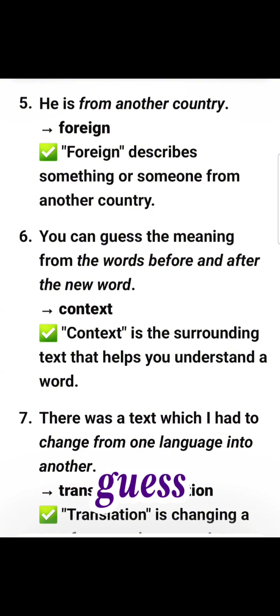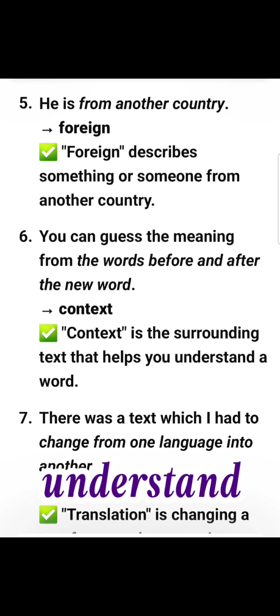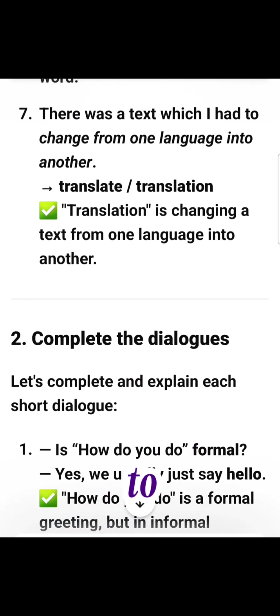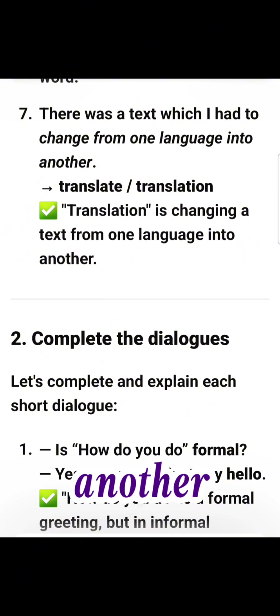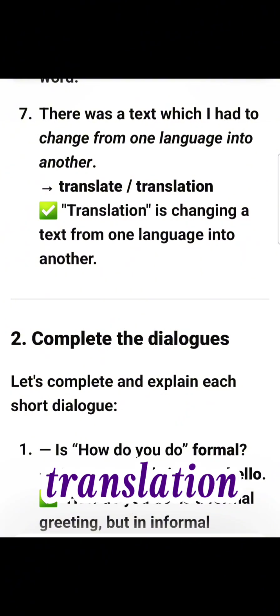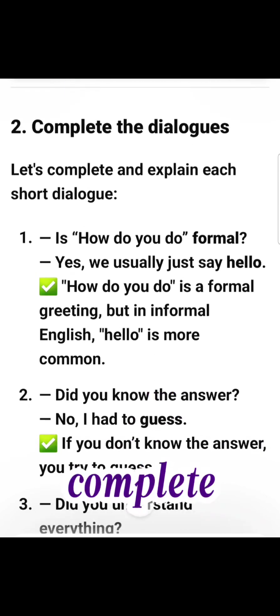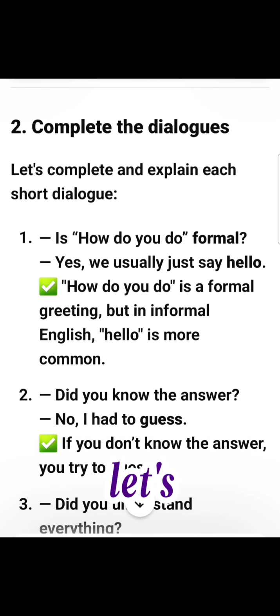6. You can guess the meaning from the words before and after the new word. Context is the surrounding text that helps you understand a word. 7. There was a text which I had to change from one language into another. Translation is changing a text from one language into another. Now 2. Complete the dialogues. Let's complete and explain each short dialogue.